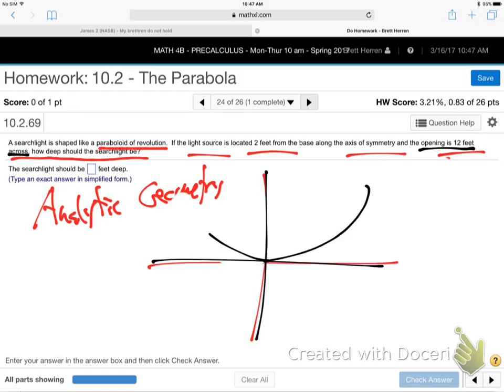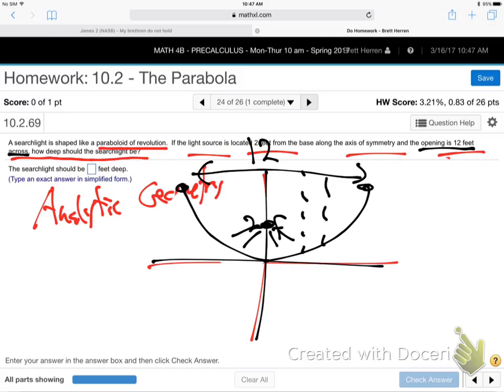When they say the light source is 2 feet, that is the focus. The light source is the focus. They put it at the focus point, right? So that light, when it shines back here, it bounces everything straight back. So that is the focus. They're giving me the focus, and they're telling me the total width here is 12, which does mean 6 each side. And they're asking, how deep is the light? They want the total height, right? They're telling me, here's the focus. How deep's the whole light? How deep should we make the whole light if we want to make it 12 wide? That's what they're saying. They're doing it backwards.